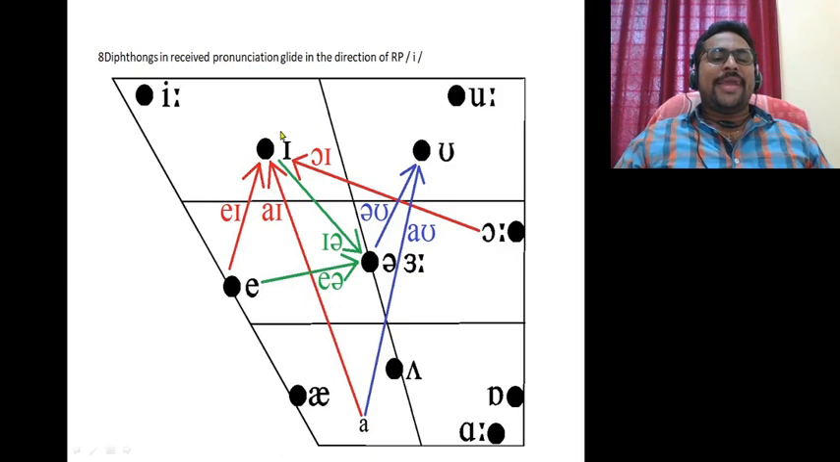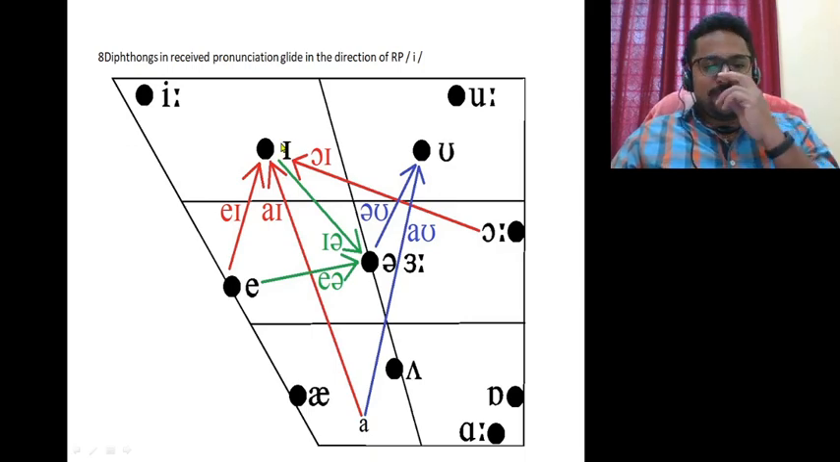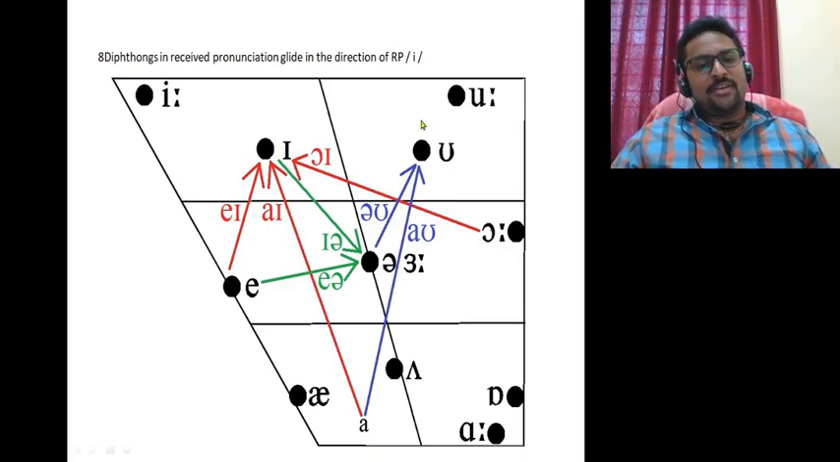We know A, I, OI. Three red arrows, find out three red arrows. These three sounds are ending, gliding, and arriving at the place of E. And notice the green arrows, different sounds are ending at the place of A. As in there, care, right?